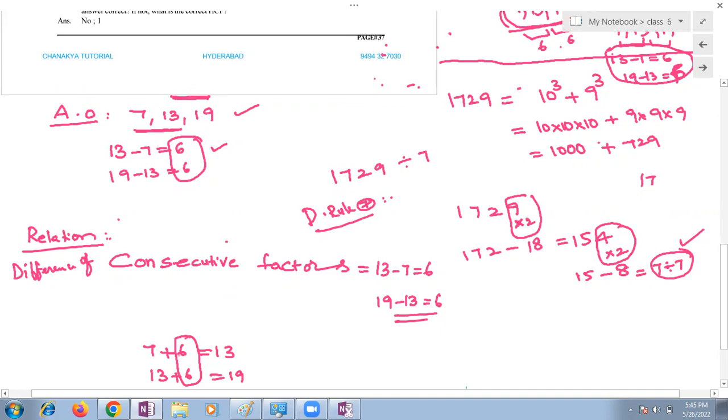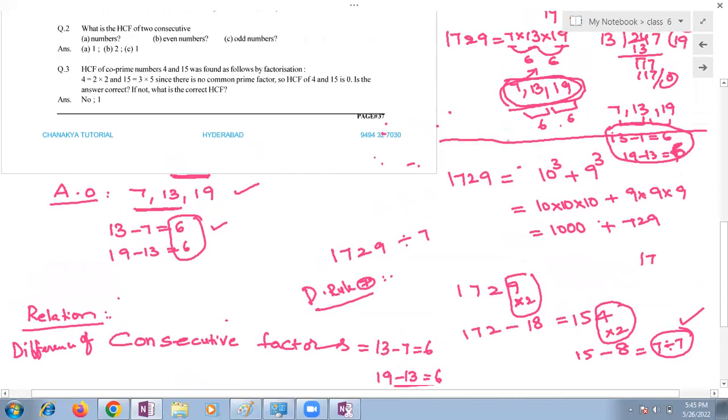Once you are understanding the concept, you can think a little differently. Shall we move to the same question, children? When you go to class 8, this is the way they ask it. You can express 1729 as a sum of two cubes of consecutive numbers. That means 9 cube plus 10 cube.